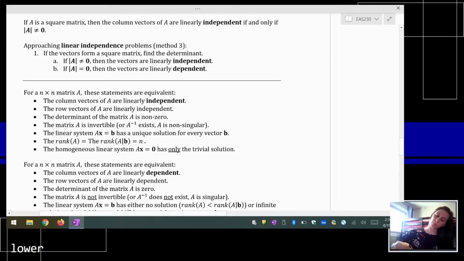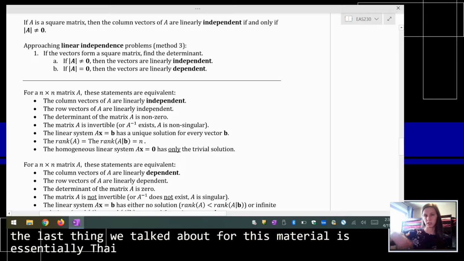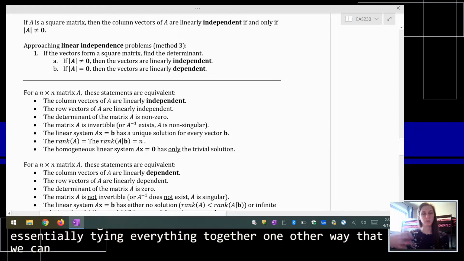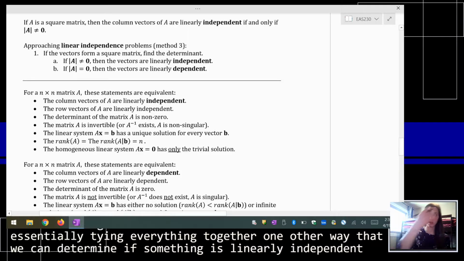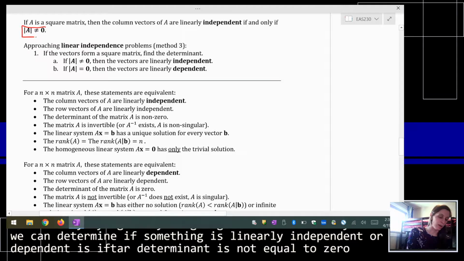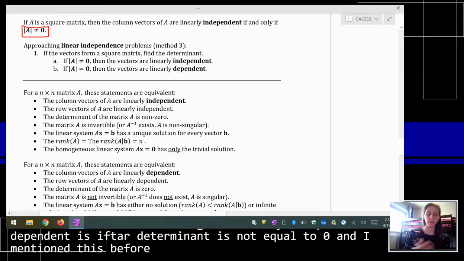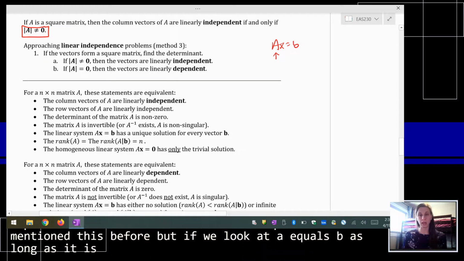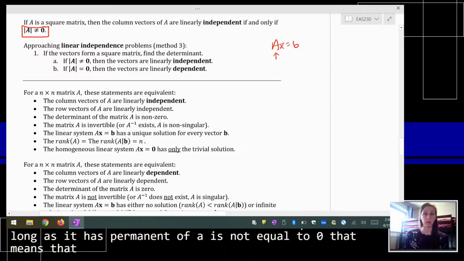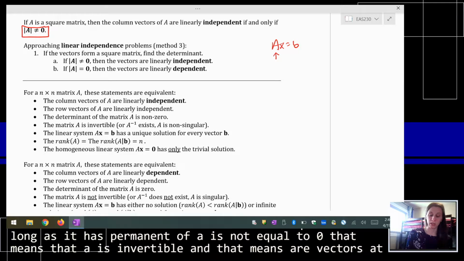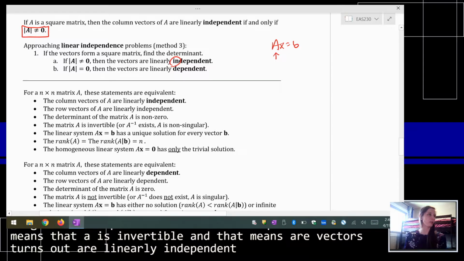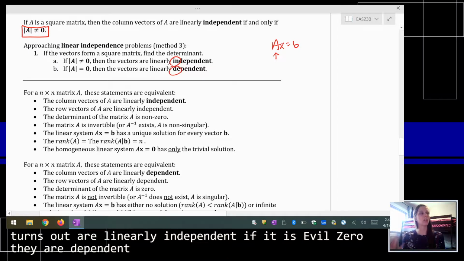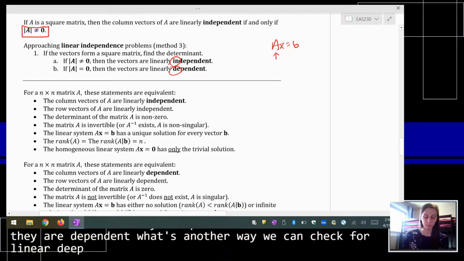The last thing to talk about for this material is essentially tying everything together. One other way that we can determine if something is linearly independent or dependent is if our determinant is not equal to 0. And I mentioned this before, but if we look at Ax = b, as long as the determinant of A is not equal to 0, that means that A is invertible, and that means our vectors, it turns out, are linearly independent. If it is equal to 0, then they are dependent. So that's another way we can check for linear dependence or independence.